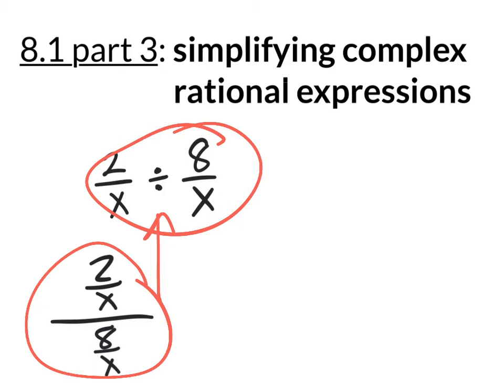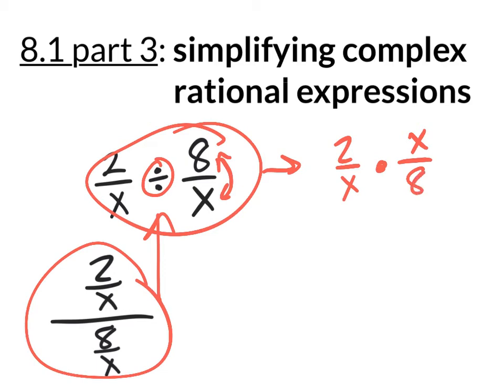And then once it's rewritten like that, you know that you could change the division to multiplication and flip the second fraction. So the 2 over x stays the same. The second fraction does change to x over 8. And then you could cancel the x with the x and the 2 with the 8, leaving you a 1 up on top and a 4 on the bottom. So your final answer would be 1/4.